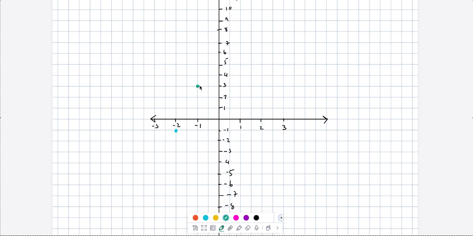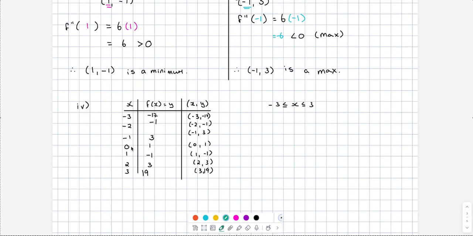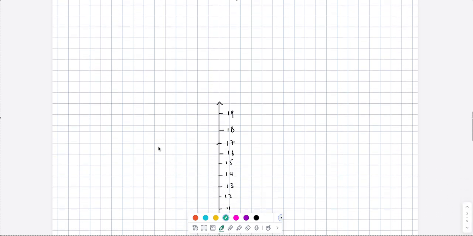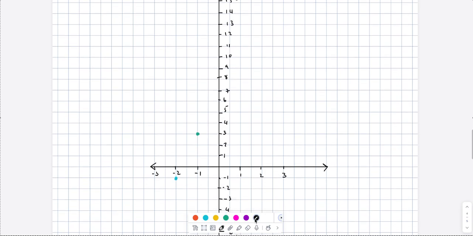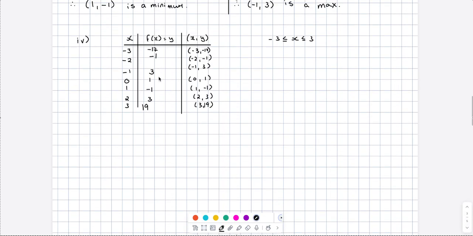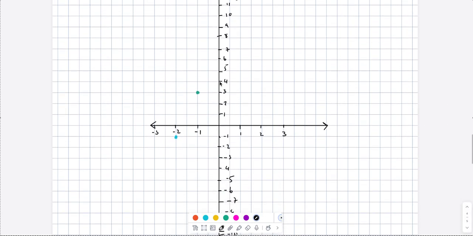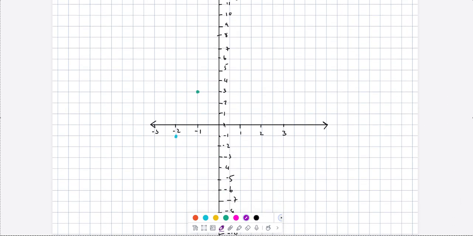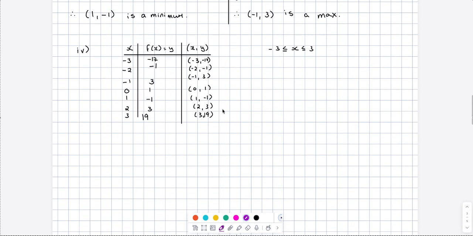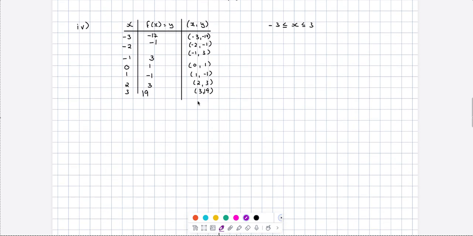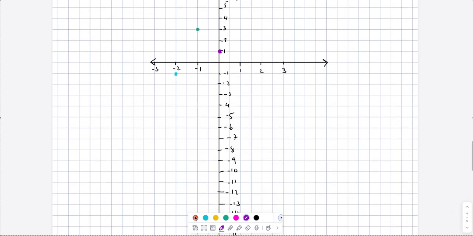Then the next one we're going to have is 0 goes to 1. So 0 on the x-axis is here. And we want it to go up to, let me confirm again, 0 goes to just 1. Okay, so 0 and then 1, that's where we are. For the next one, we had 1, which goes to minus 1. So I'm going to go to 1 on the x-axis, but it goes to minus 1 on the y.